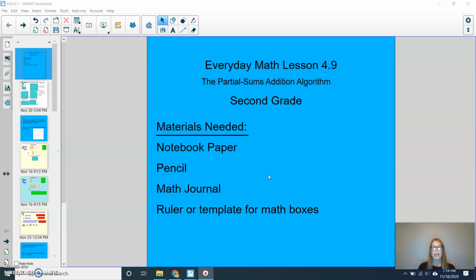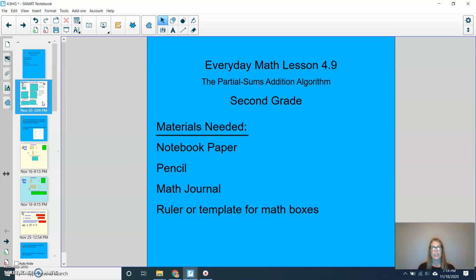Boys and girls, welcome to Everyday Math Lesson 4.9, the Partial Sums Addition Algorithm. The materials that you'll need today: notebook paper, your pencil, math journal, and then either a ruler or a template for math boxes. Let's get started.